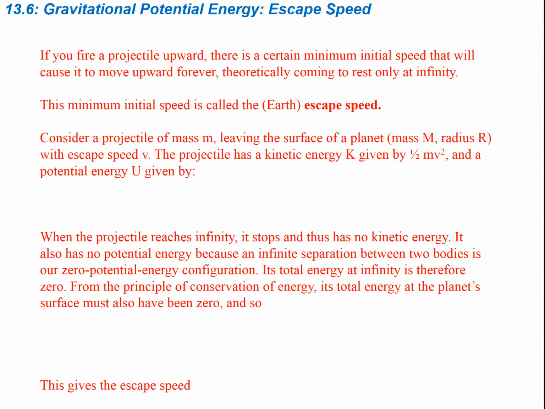So consider a projectile of mass m leaving the surface of a planet that has mass big M and radius r with escape speed v. The projectile has a kinetic energy K, which is given by 1/2 mv squared, and a potential energy U that's given by our equation that we just saw. So U is equal to minus GMm over r.